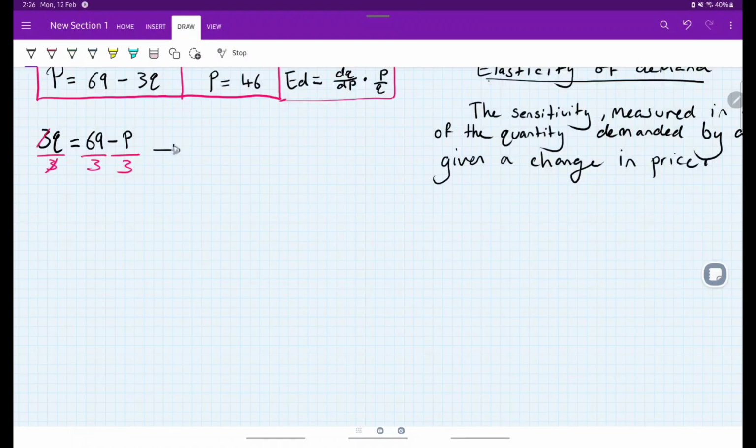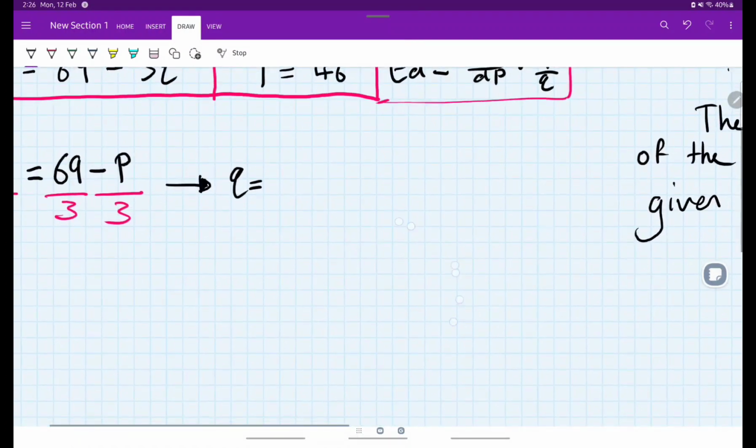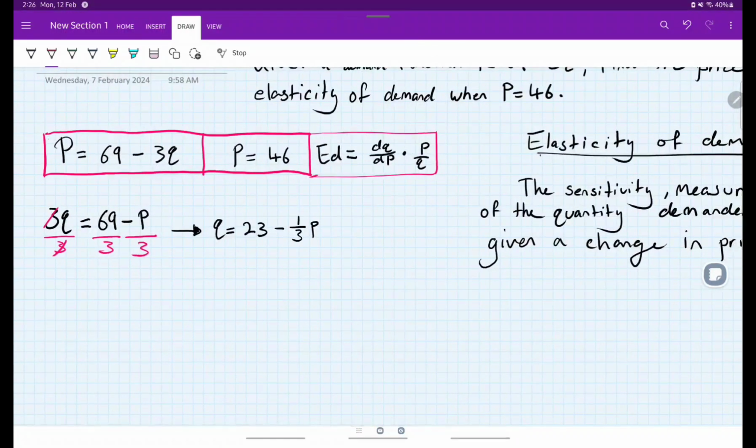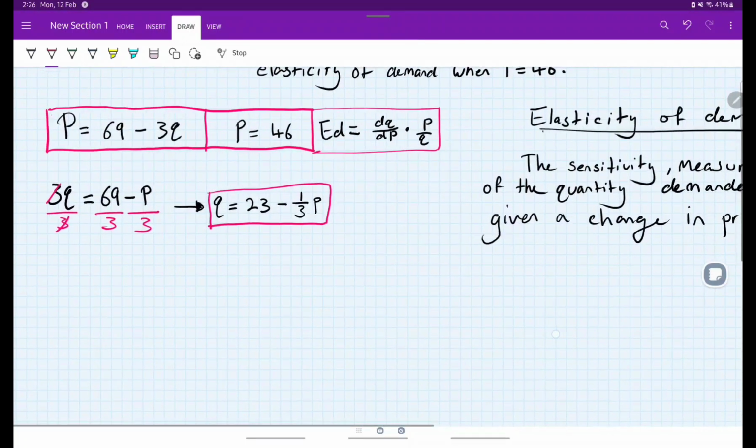I'll do it over here. Q is going to equal 23 minus 1/3 P. So now we have our Q in terms of P, and we know what P is.